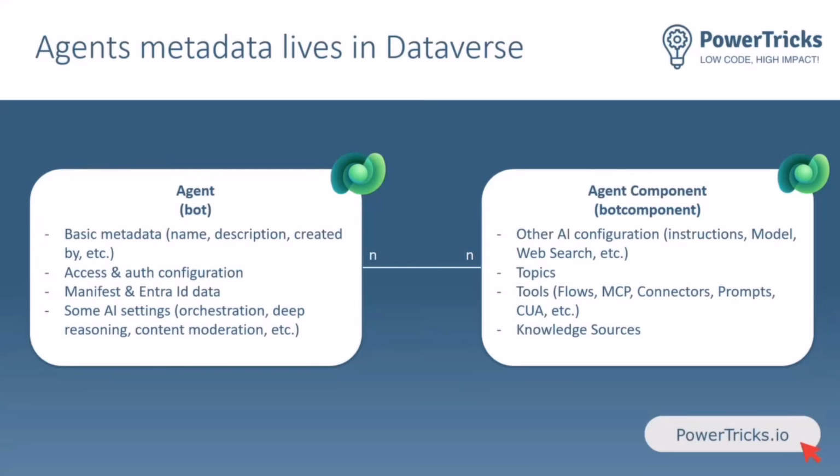So this table, agent component, really stores most of the things that an admin will want to have visibility over. Now, the question is, how do we get this information in a central place so that we can plug in some reporting to it? And there are different options here.